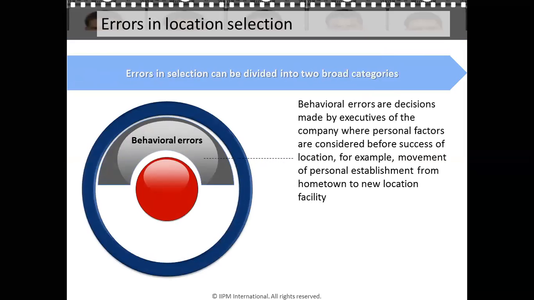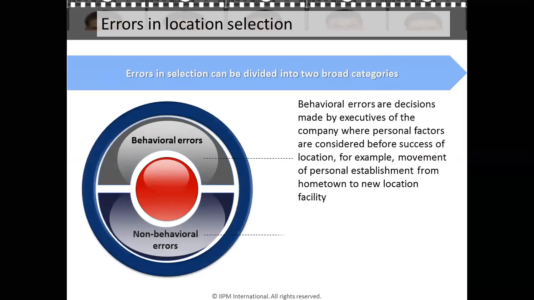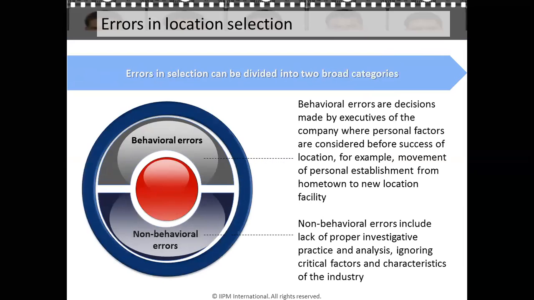Errors in location selection. Errors in location selection can be divided into two broad categories. We have the behavioral errors and we have the non-behavioral errors. The behavioral errors are decisions made by executives of the company where personal factors are considered before the success of the location. For example, movement of personal establishment from hometown to the new location facility. Non-behavioral errors include lack of proper investigative practice and analysis, and ignoring critical factors and characteristics of the industry.